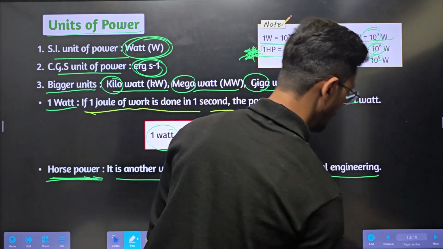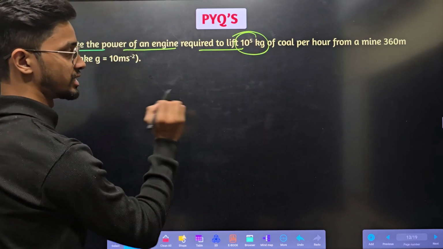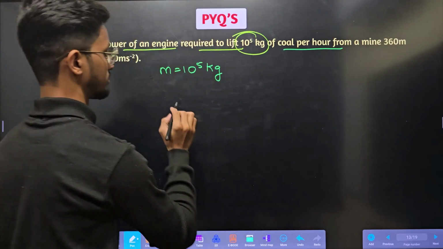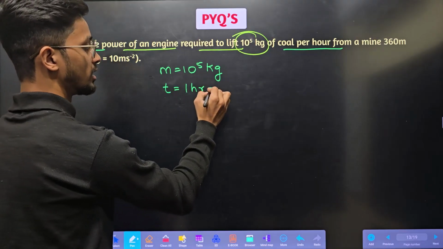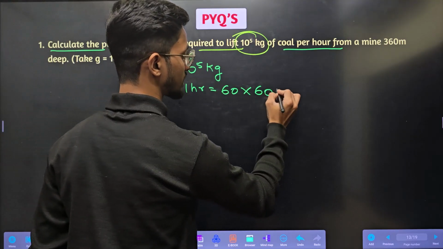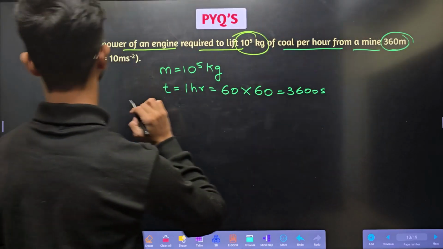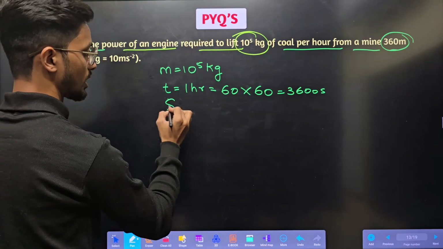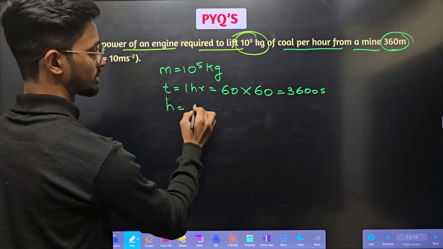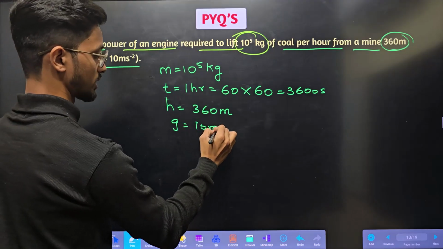Next question. Calculate the power of an engine required to lift 10 to the power 5 kg of coal per hour from a mine 360 meter deep. Mass given is 10 to the power 5 kg. Per hour means time is 1 hour. We have to convert it into seconds: 60 minutes into 60 seconds, that is 3600 seconds. Distance given is the depth h, 360 meter. And g they have given as 10 meter per second square.